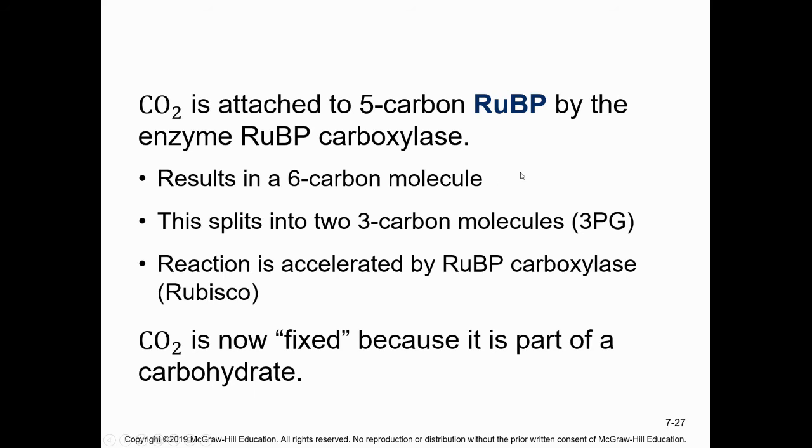This results in a 6-carbon molecule, right? This is a 5-carbon molecule. I attach another carbon, a 6-carbon molecule, that's going to be split into two 3-carbon molecules. We call these 3PG. So it's 3-phosphoglycerate. It's two 3-carbon molecules, 3PG. So it's 3 because of the 3 carbons. That enzyme here speeds up the reaction.